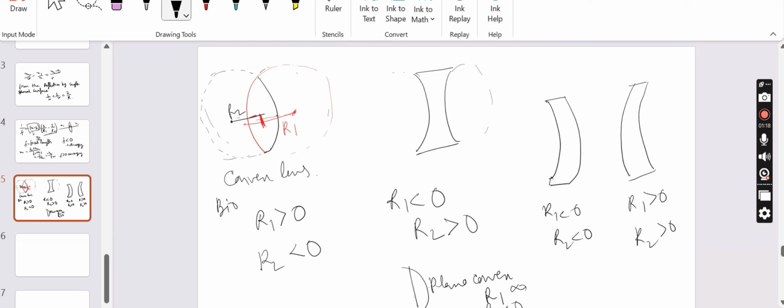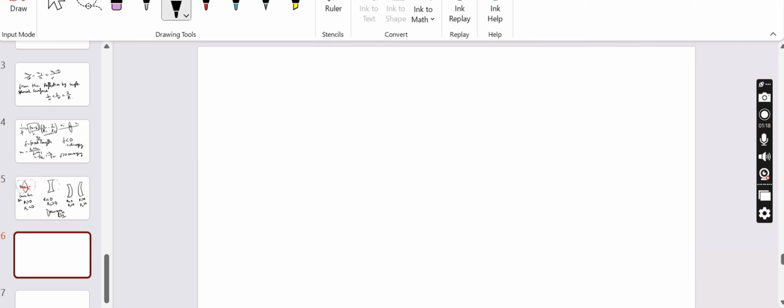So when someone says the radius of curvature of a convex lens, you always need to know that they are talking about R2, because for the plane side the radius of curvature is already infinite. So regarding magnification and all those things, there are more formulas.